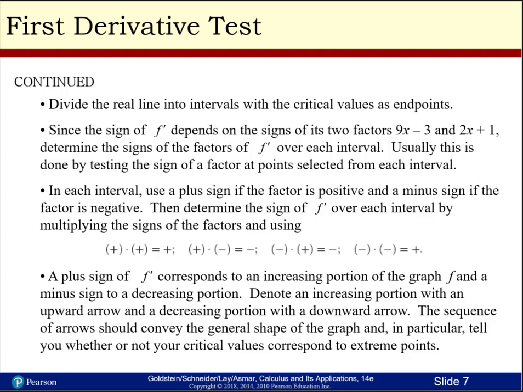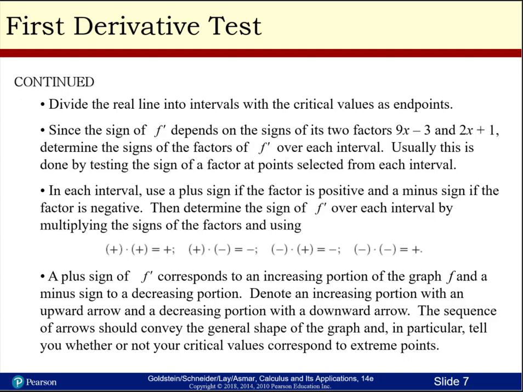Since the sign of f prime depends on the sign of its two factors, 9x minus 3 and 2x plus 1, determine the signs of the factors of f prime over each interval. Usually this is done by testing the sign of a factor at points selected from each interval, just random points in that interval. They'll all have the same sign.